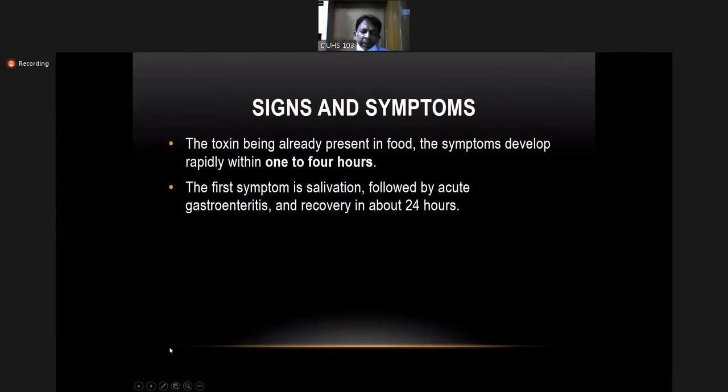Signs and symptoms of the toxin type of poisoning: the toxins are already present in the food. The symptoms develop rapidly, within half an hour to 1 hour, or up to 4 hours maximum. The first symptom is salivation, followed by acute gastroenteritis, and recovery takes about 24 hours. If the patient already has immunity, recovery occurs rapidly within 24 hours. Otherwise, a chronic illness occurs with signs and symptoms.